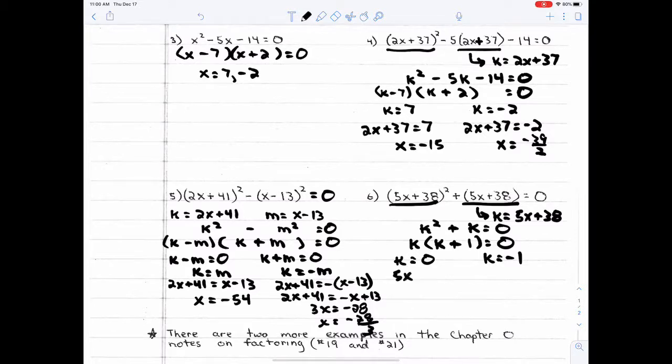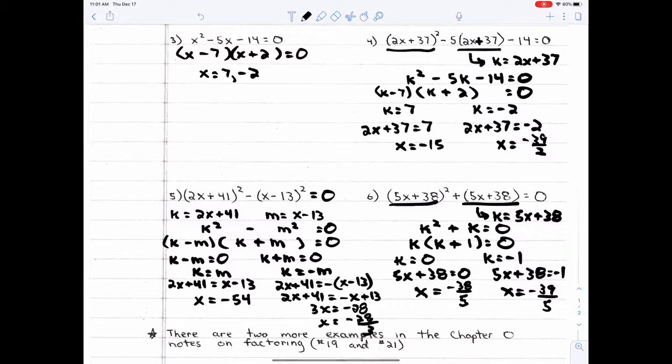And now let's substitute the value of k back in. 5x plus 38 equals 0, and 5x plus 38 equals negative 1. Then if we solve that, we get x equals negative 38 fifths, and x equals, sorry, what happened there? I think that was the iPad trying to do something for me that I didn't want it to do. Negative 38 fifths, and then x equals negative 39 fifths.